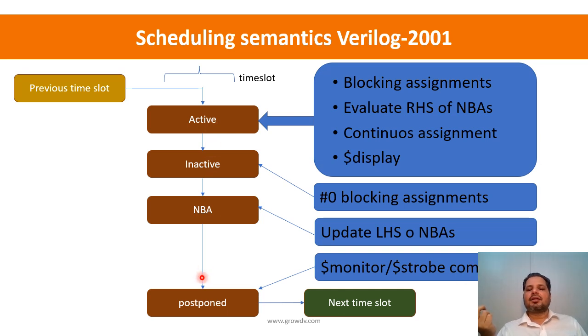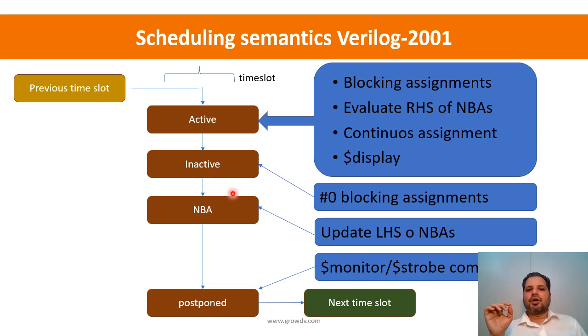After executing this, that particular time slot has executed to completion, and then it will move to the next time slot. Let's say it will move to 15 nanoseconds and continue repeating the execution of these time slots, region by region. So this is what happens in case of Verilog scheduling.